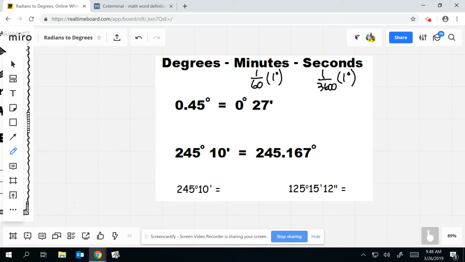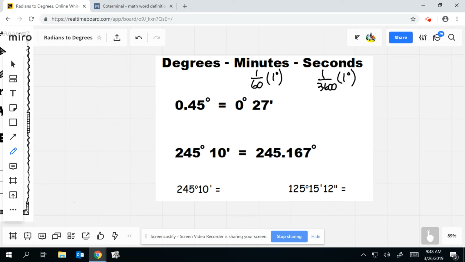Degrees, minutes, seconds. Degrees are already small. Think of 1 degree on a circle. How small is 1 degree? Really small. Do you know that you could take that one little degree and break it up into 60 pieces? And they'd be called minutes.